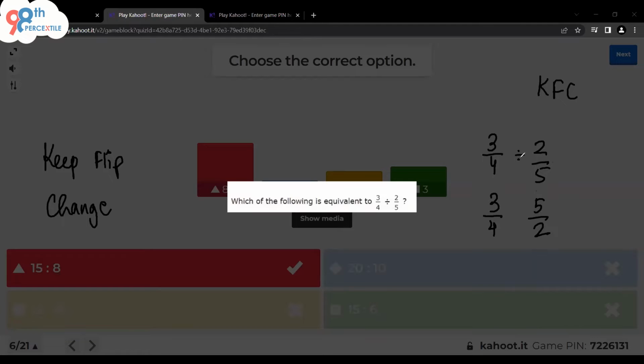And then change means we need to change the division sign to a multiplication one. So this would get us 3 times 5 as 15, 4 times 2 as 8. So this brings the answer to 15/8, which is the first option. So did everyone understand this, please? Great, wonderful.